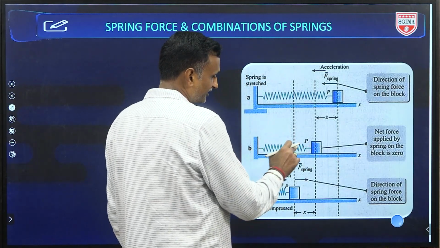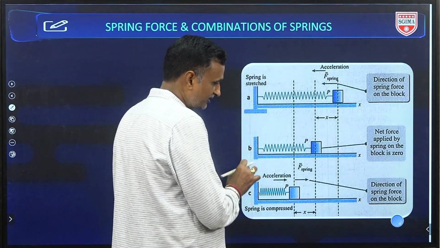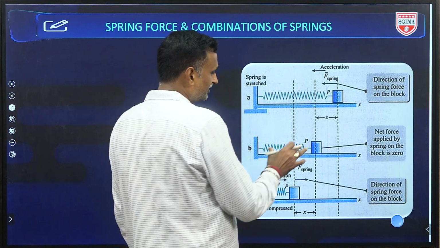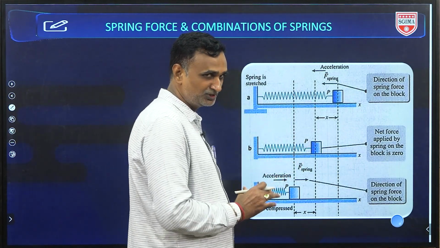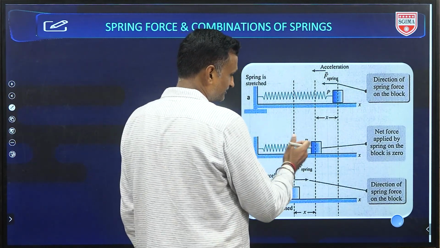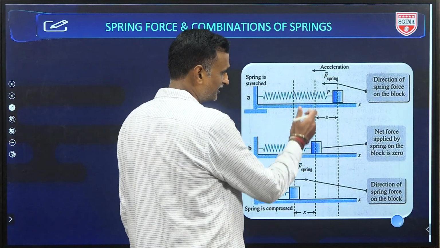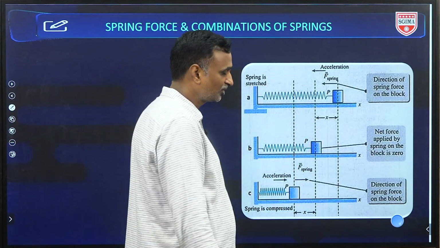So first, a spring is there, and one end is fixed tightly and the other end is fixed to the block. It is placed at natural length, which means its length is not disturbed. So this position we can call the equilibrium position.